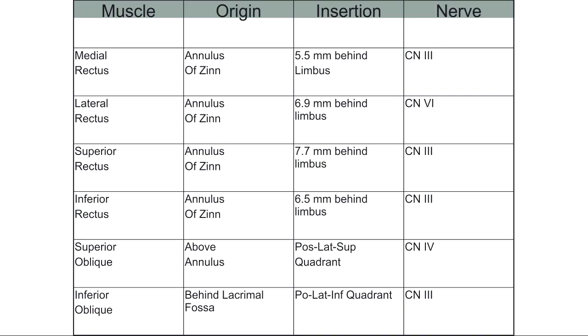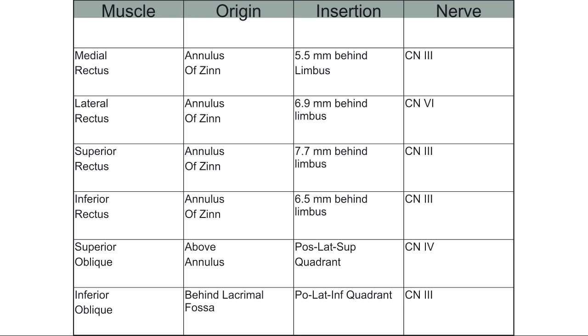The innervations of the recti are mostly from the third cranial nerve, with the exception of the lateral rectus, which is innervated by the sixth cranial nerve, and the superior oblique, which is innervated by the fourth cranial nerve.